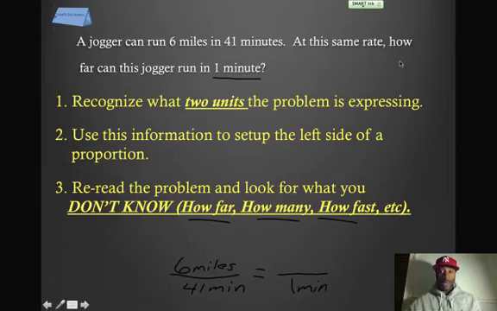It's asking me how far. I don't know it. In setting up proportions, when we don't know something, we need a variable. So that's going to be my x. Now I have 41 minutes, 6 miles. In 1 minute, how many miles does the jogger travel? All right, let's take it a bit further.